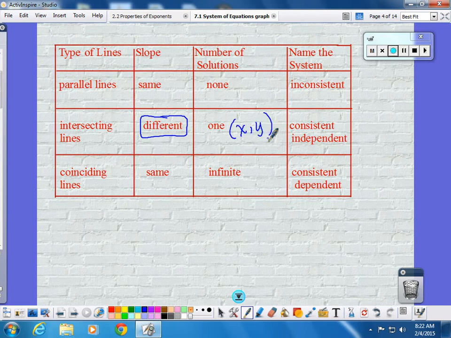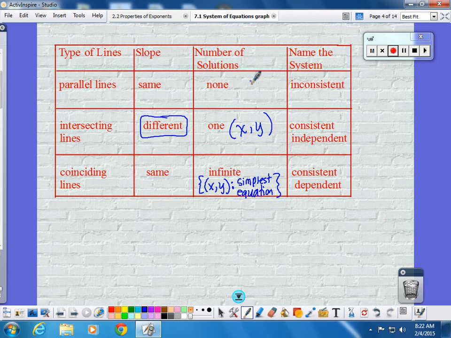Coinciding lines are what we call those lines that are one on top of the other, they're the same line. So they have the same slope, the same x-intercept, the same y-intercept. And when you write this solution, you're gonna have to write it as a set. I always put my simplest equation here because you have to write them as an infinite set of ordered pairs. Can't list infinitely many, so we have to do them as a set. And that is a consistent dependent system, okay?